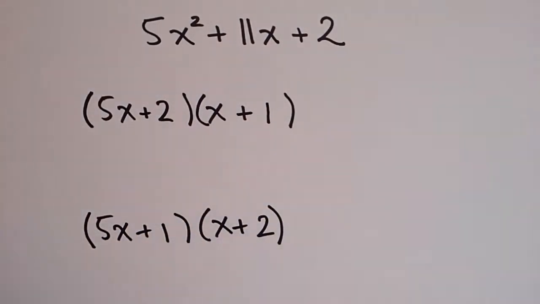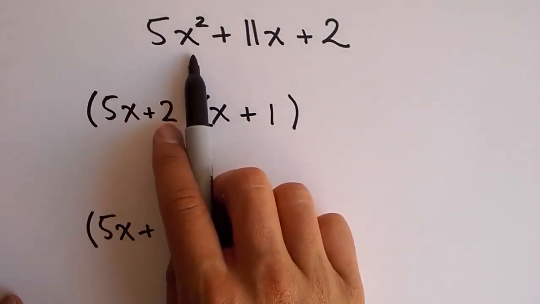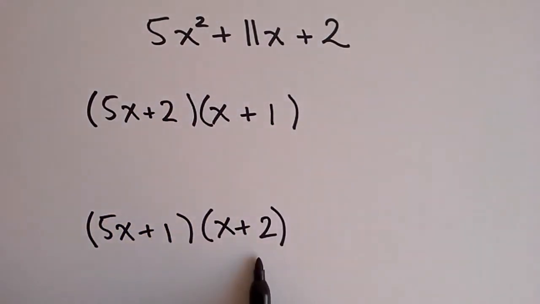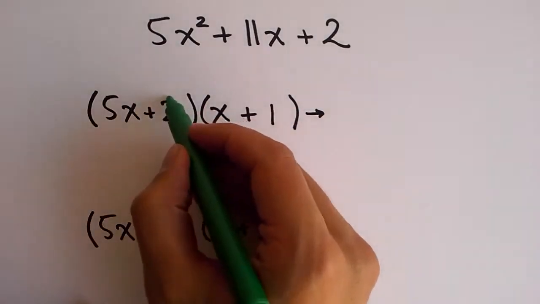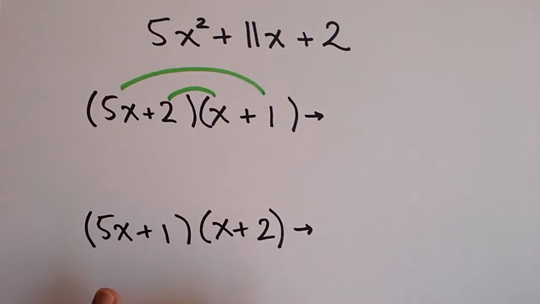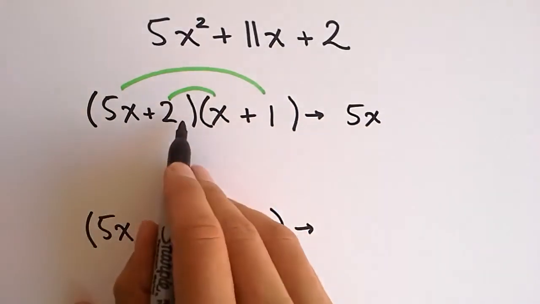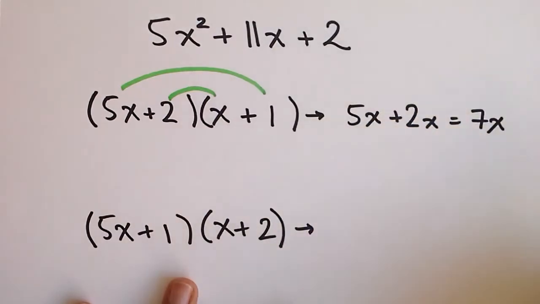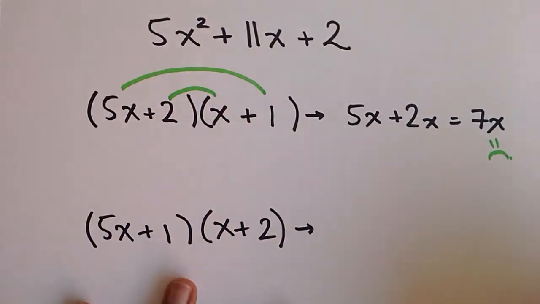Now, just as we saw in the previous example, you know that the multiplication of 5x and x is going to give you 5x squared, so you don't have to worry about that. And you know that 2 times 1 is going to give you 2, just as 1 times 2 gives you 2. So you don't have to worry about the first and the third term. We are only going to be checking what happens with the middle term. Remember, the middle term comes from the addition of the multiplications of the outer and the inner terms. So 5x times 1 gives you 5x, 2 times x gives you 2x. When you add them, you obtain 7x. 7x is different from the 11x that we're looking for, so this is not what we're looking for.